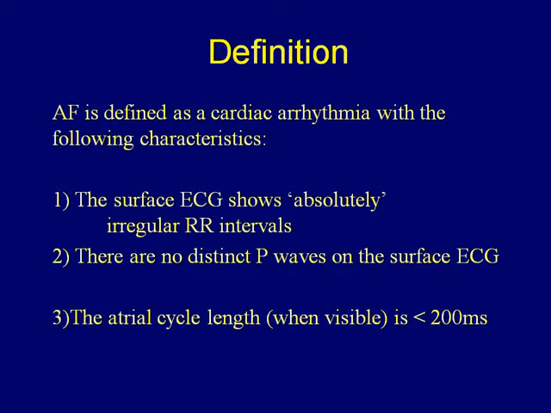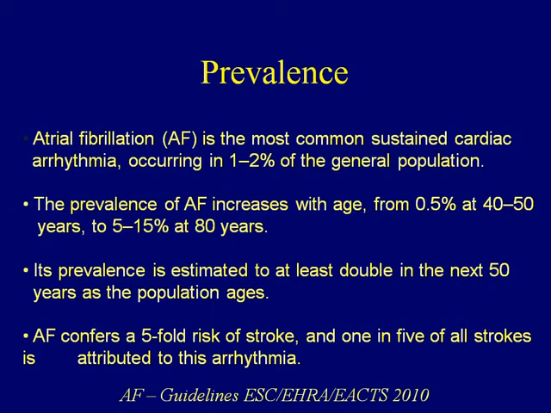These two points were certainly not under discussion in the past. The atrial cycle length, however, now for atrial fibrillation, whenever it is visible, is defined as less than 200 milliseconds, which means more than 300 per minute. So the gray zone to flutter has maybe been a little obscured, or eliminated.